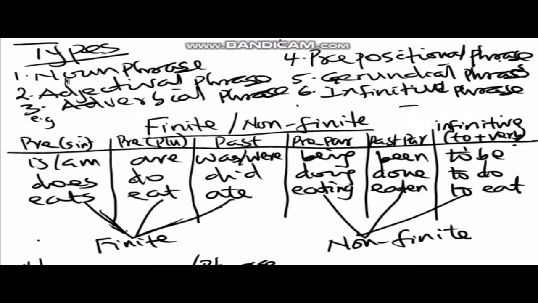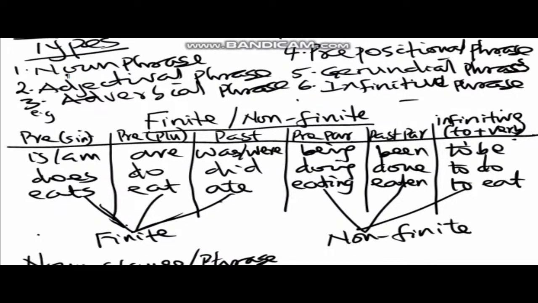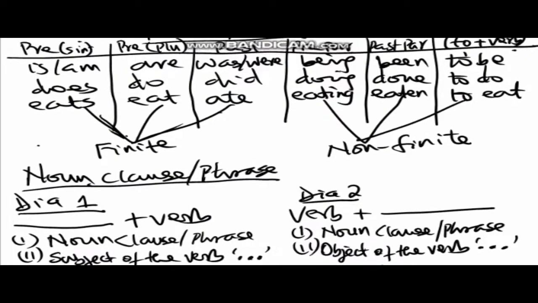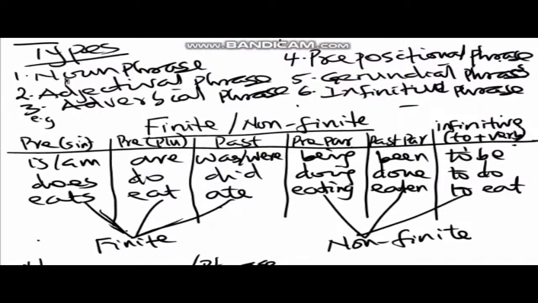Now, we have been able to look at diagram number 1 and diagram number 2, but I want us to go back to them again. Now remember, a clause is a group of words that contains a finite verb, while a phrase is a group of words that does not contain a finite verb. Okay? Now, remember I told us that a finite verb is a verb that can change, while a non-finite verb is a verb that cannot change.